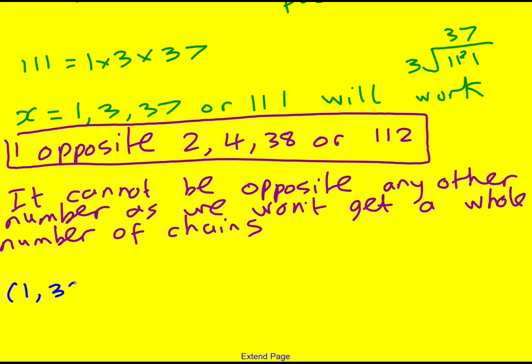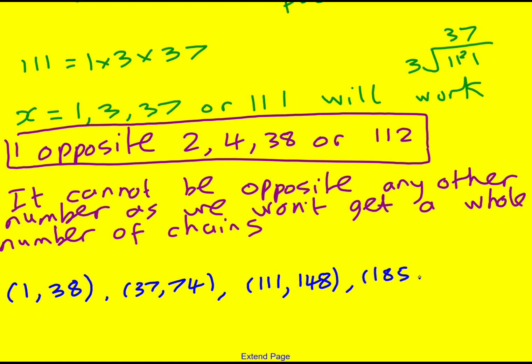So 1 and 38, and then we've got a difference of 37, so it'd be 37 and 74. 111, that's quite good to get because that's half of 222. That would pair with 148. And then 185 would pair with 222. So you can see that all the pairings are there, and you get the ones in between. So 2 and 39 and so on, basically. Yeah, so hopefully that is convincing.